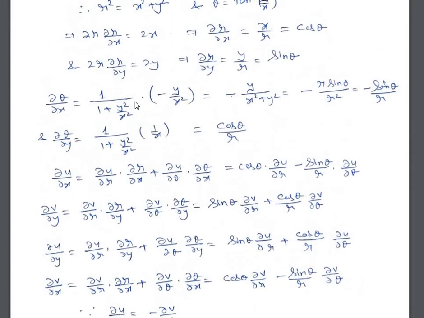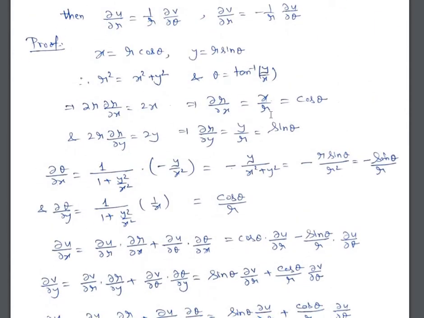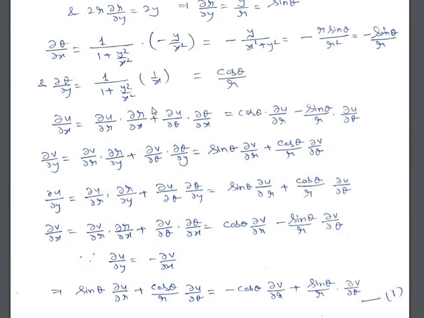What is del r upon del x? We have found out here del r upon del x is cos theta. So in place of del r upon del x, we write cos theta. And what is del theta upon del x? Del theta upon del x is minus sin theta upon r. So del u upon del x comes out to be cos theta into del u upon del r minus sin theta upon r into del u upon del theta.